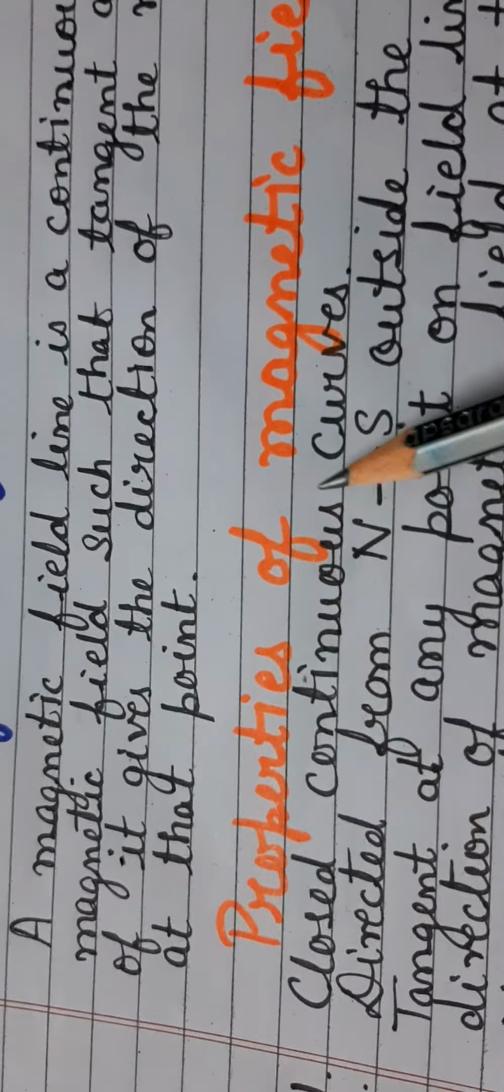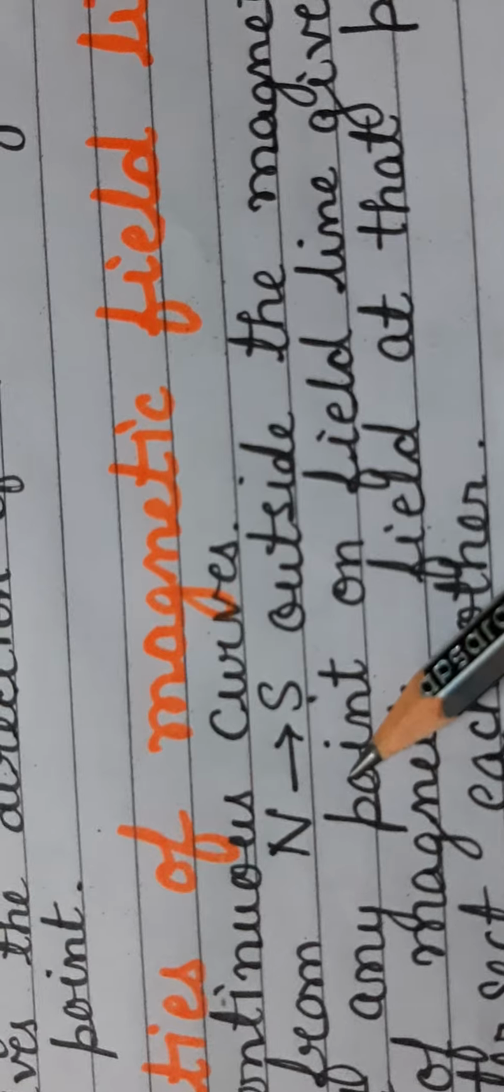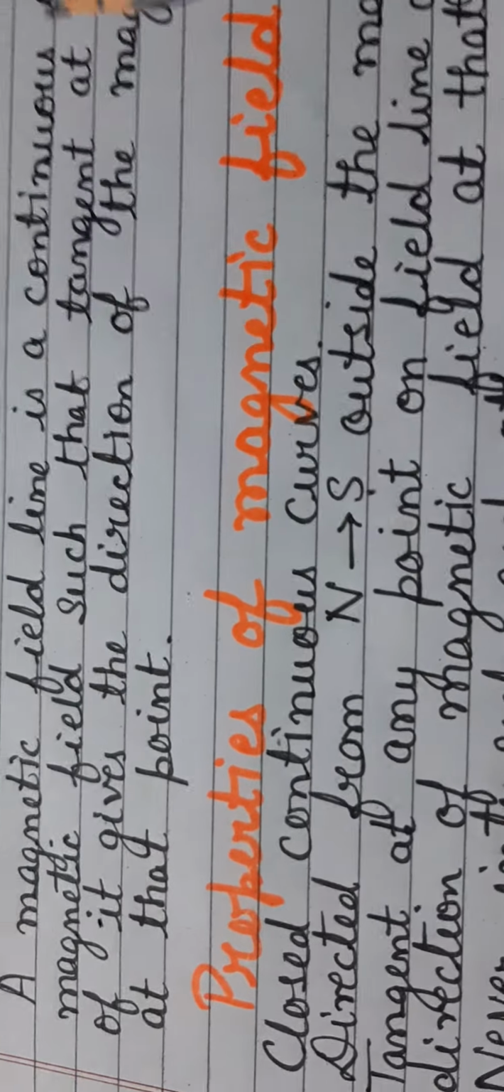They are closed continuous curves. Yes, definitely they are closed continuous curves. You can see they move from one point to the other. They are not open, they are closed. They are directed from north to south, always outside the magnet.